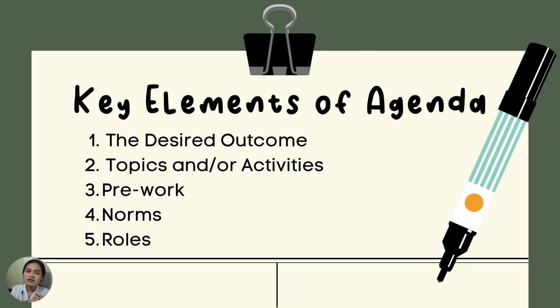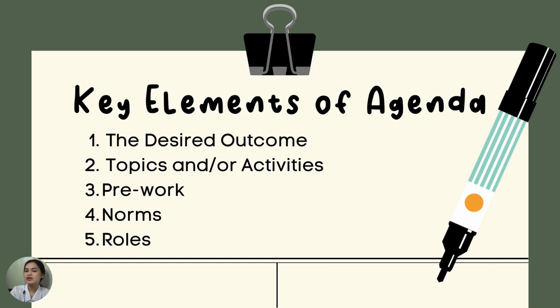So second one is the topics and/or activities. So this element now refers to the list of topics to discuss and activities to participate in during the meeting. So one must include such conversation topics, tasks, and most importantly, decisions that must be made. And also, in addition, make sure that things on the meeting agenda are relevant to the targeted goals or objectives.